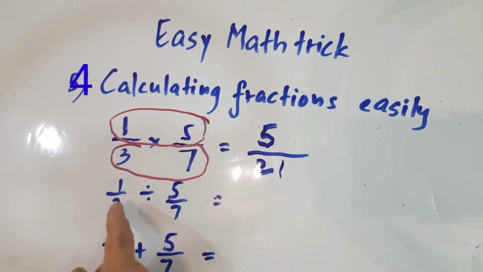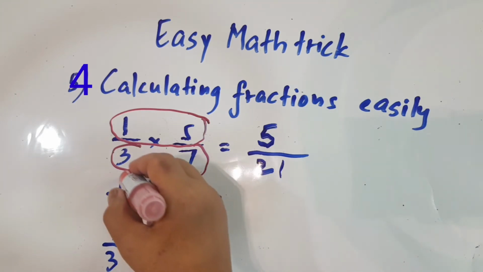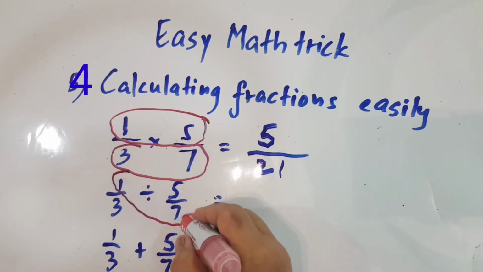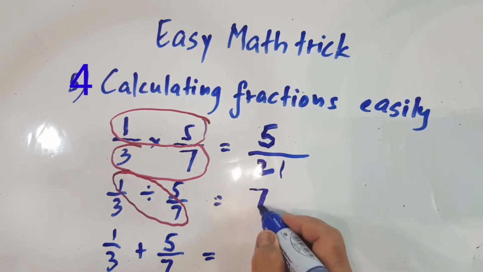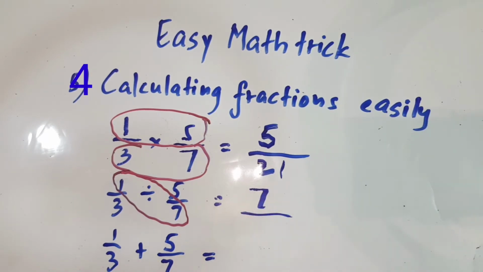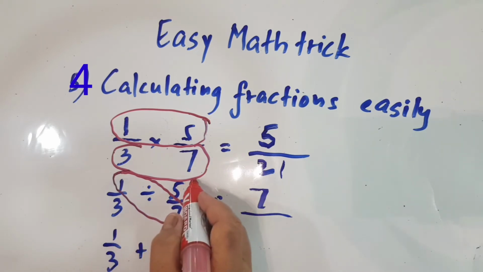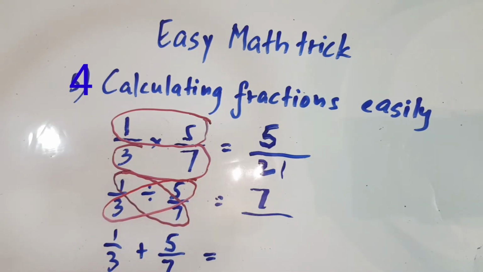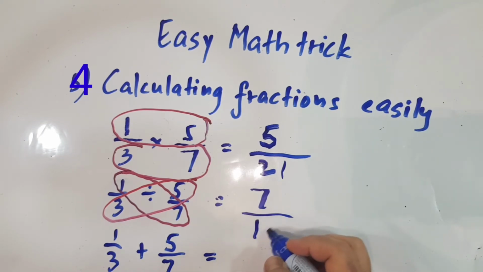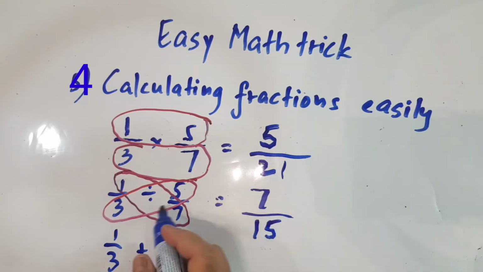Now, how about 1/3 divided by 5/7? For this one, you can multiply by the reciprocal. 1 times 7 is equal to 7, over 5 times 3, which is equal to 15. So this is the answer for this.